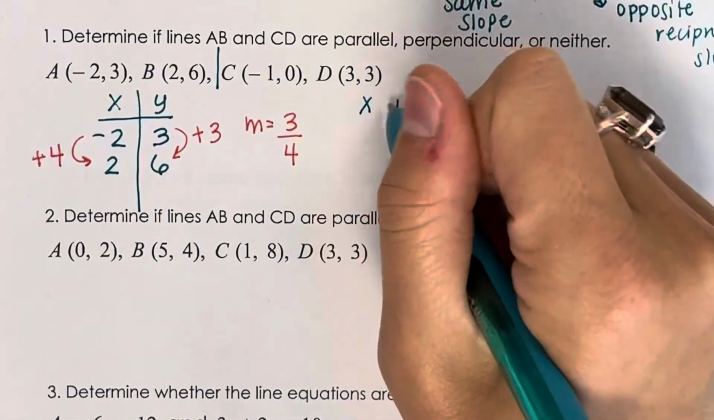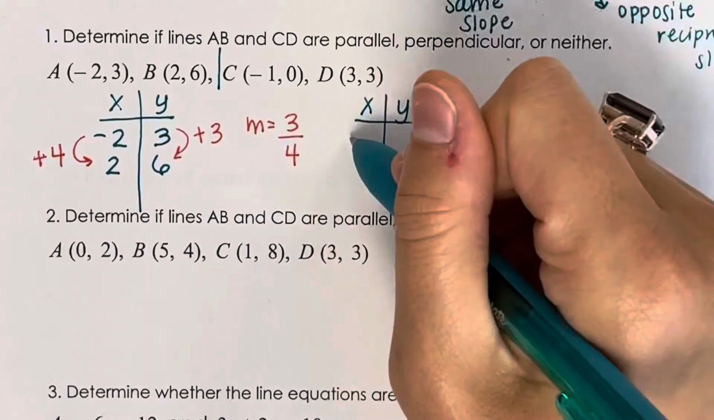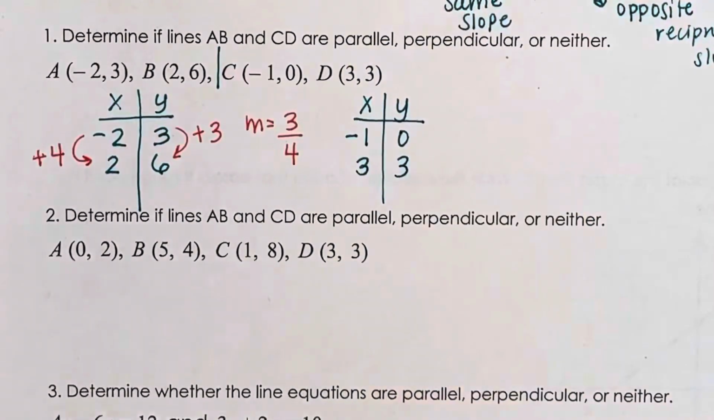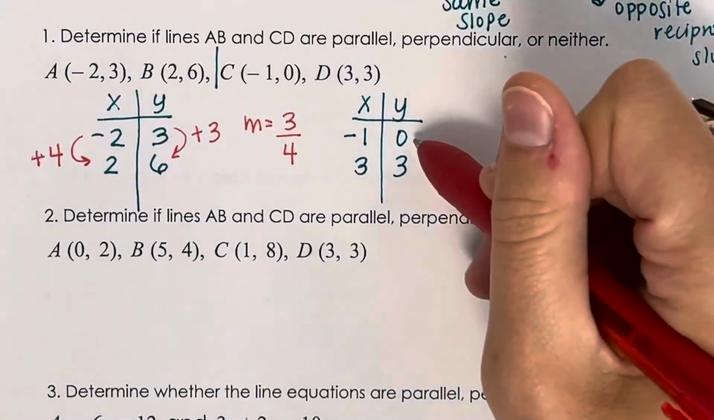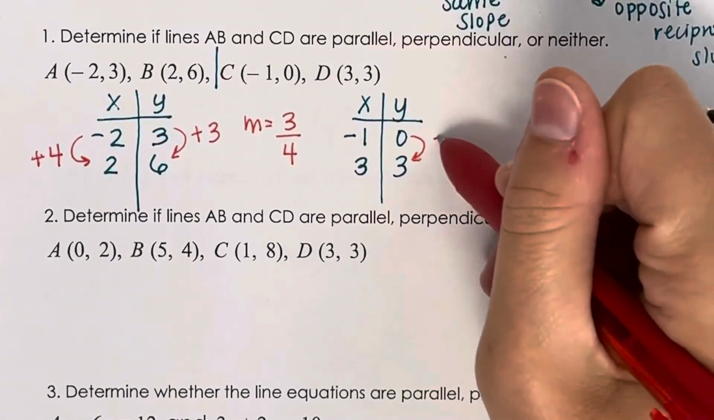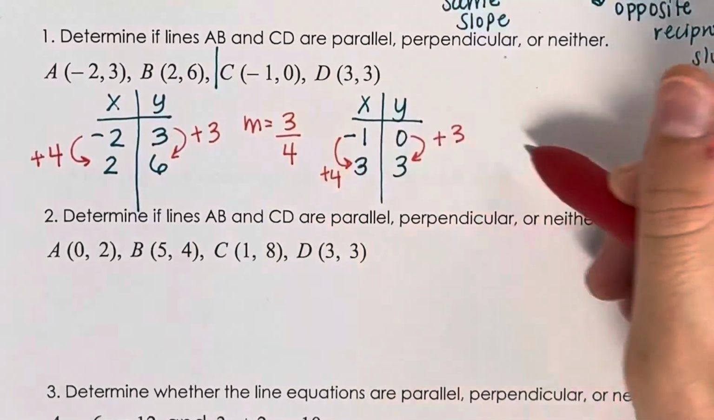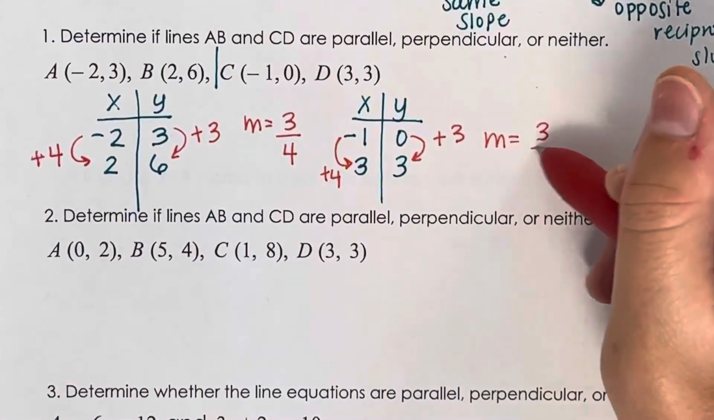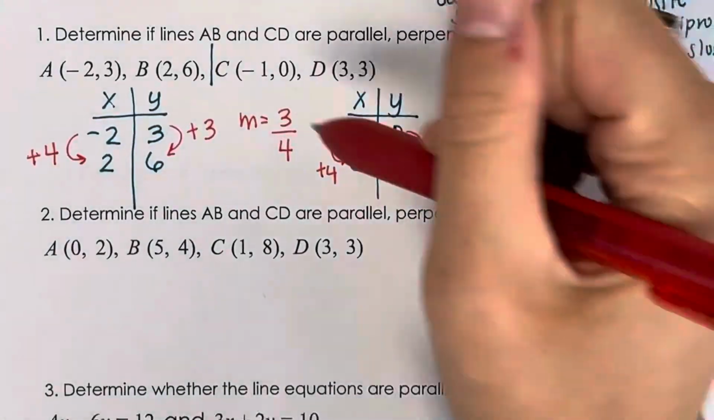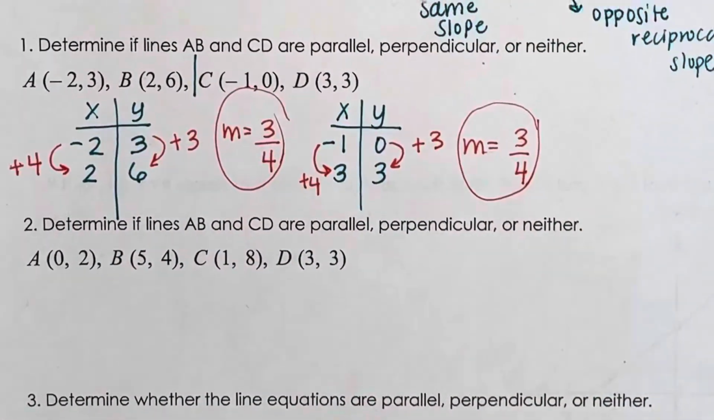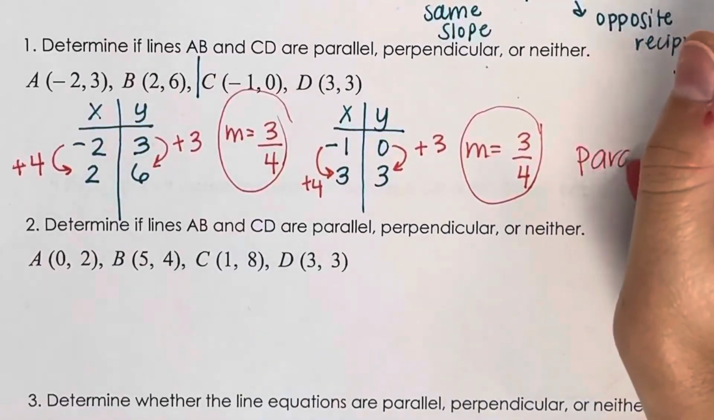I'm going to do the same thing for C and D. I make my chart. Point C is (-1, 0). Point D is (3, 3). Change of y over change of x: to get from 0 to 3, I add 3. To get from -1 to 3, I add 4. My slope is 3 over 4. These two slopes are exactly the same, which means my two lines are parallel.